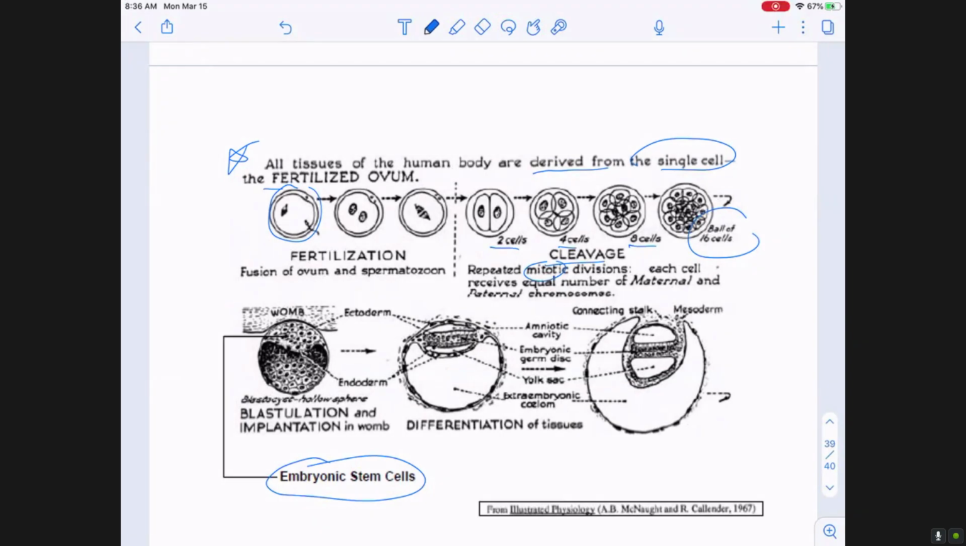So you will see the different types of stem cells.